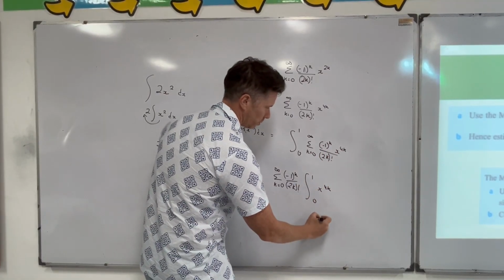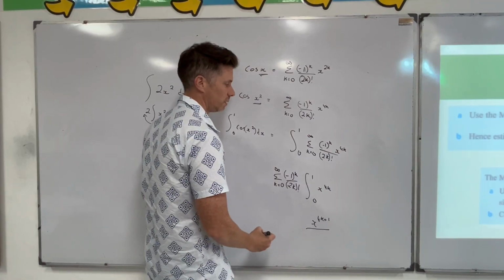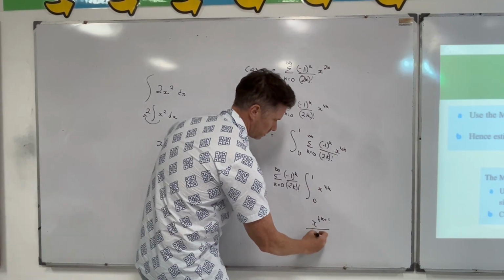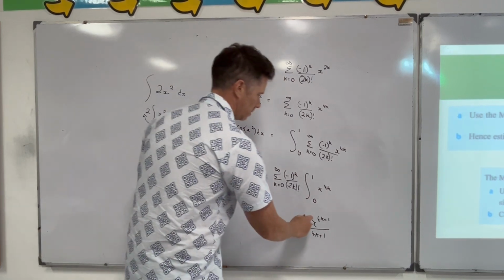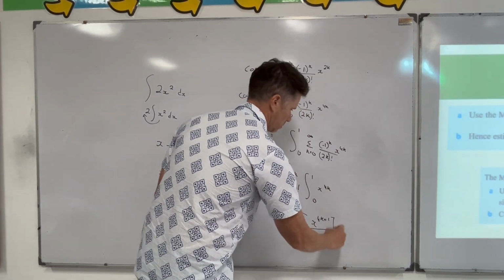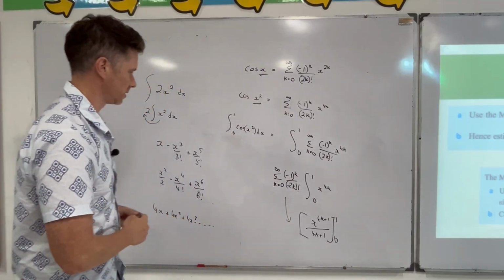Yeah, 4k plus 1. Add 1, divide down by 4k plus 1. Okay, and I got to sub 1 and 0 into this. Now remember, it's all multiplied by this. I'm not going to rewrite it because it takes a second.